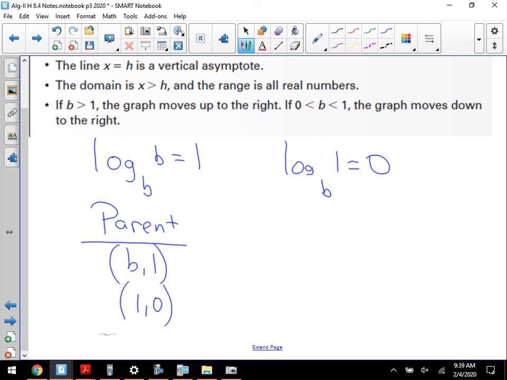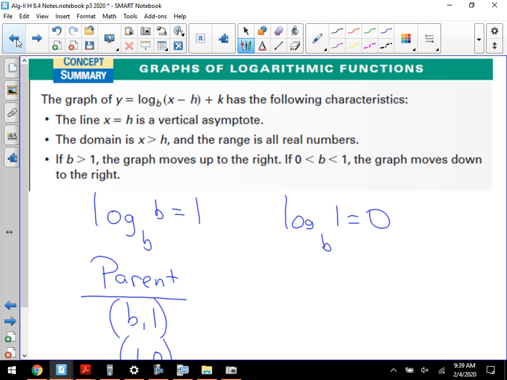So, for example, let's do... Sorry, I have to put that on here. If b is greater than 1, it does this. If b is between 1 and 0, it does this. That's just the generic shape of the graph.